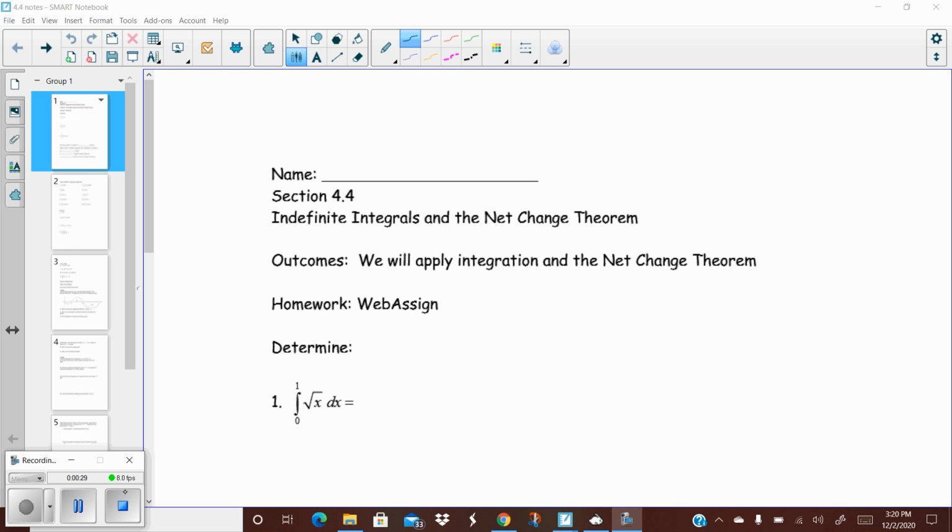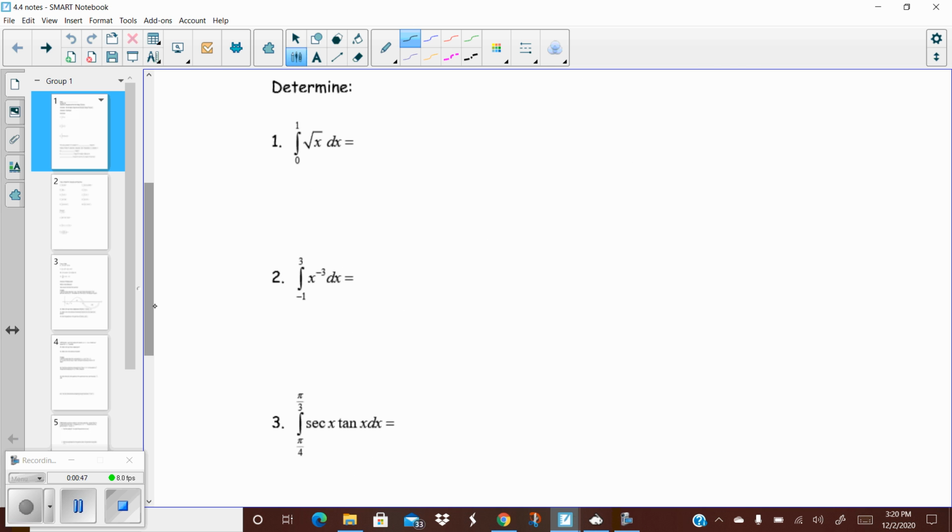The net change theorem is probably the more important piece of this lesson. So we're going to kind of fly through the indefinite integral part because it really is the same thing as we've been doing with definite integrals, just without bounds. And then we'll talk about the net change theorem. So we've got a little bit of a review here. A few problems here just to remind ourselves how to take definite integrals because these all have bounds and some of the things to look for.